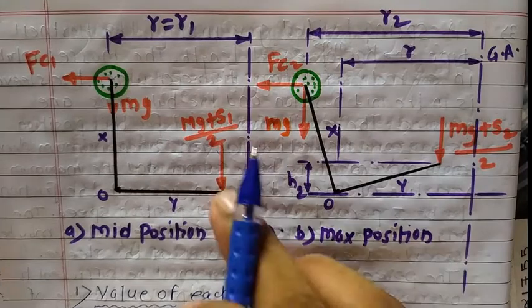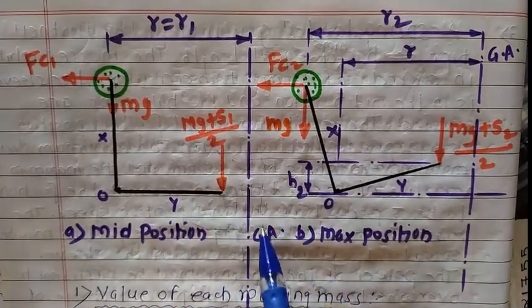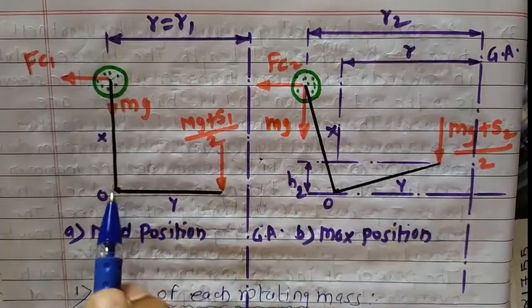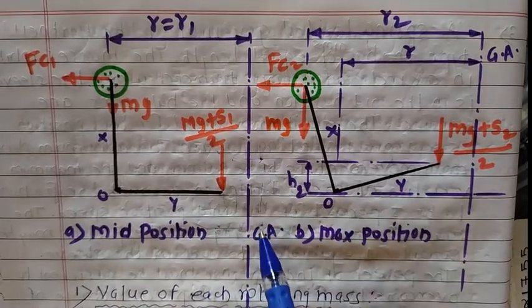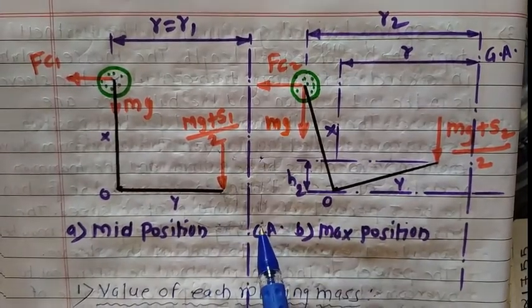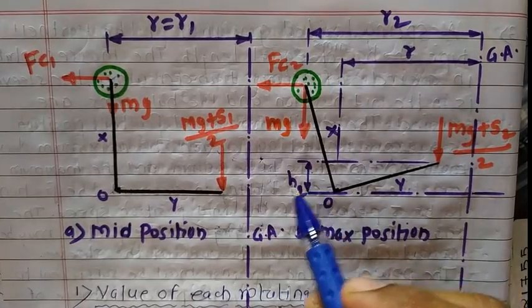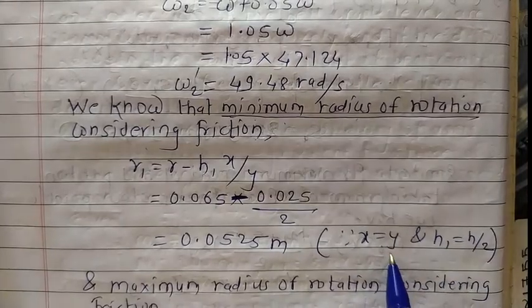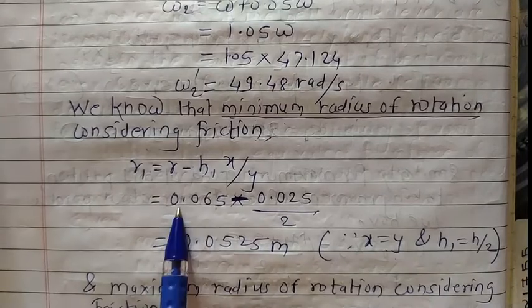This distance indicates h1, this distance indicates h2. So the total distance from this spot up to here, if the arm is displaced in the downward direction, is h, and that value is given in the problem. This indicates h2. As x equals y in this case, h1 must equal h by 2. So from this relation, what do we get?